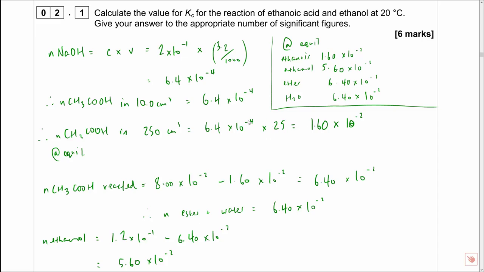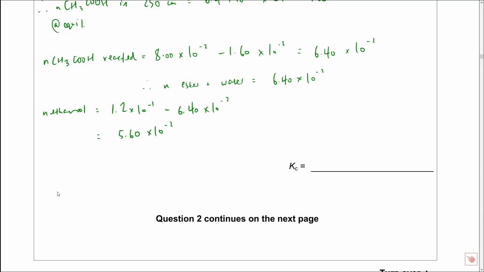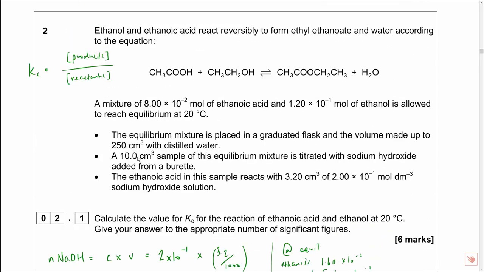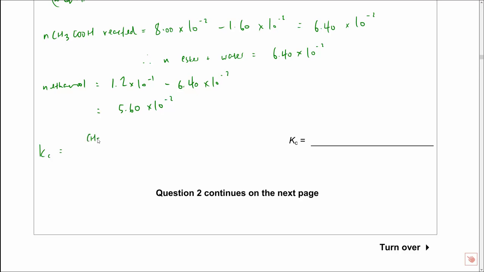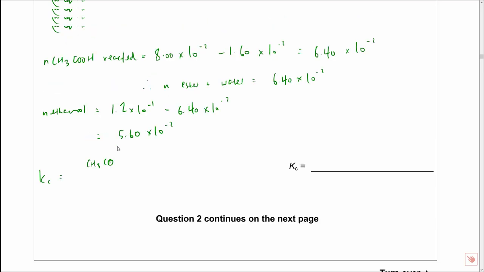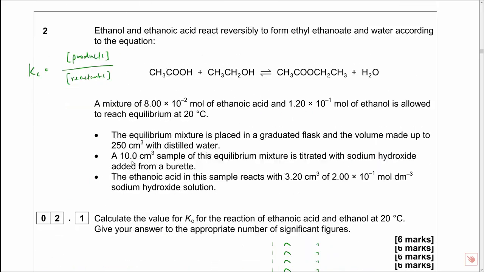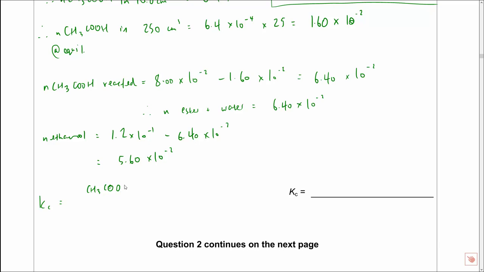Now, although we need to work out the concentration, you need to write out an equilibrium expression. You need to do the expression properly for this, which is going to be ester. What is it? Ethyl ethanoate, I think it is, yeah. I'm having an absolute nightmare here. CH3COOCH2CH3, H2O, divided by CH3COOH, CH3CH2OH.